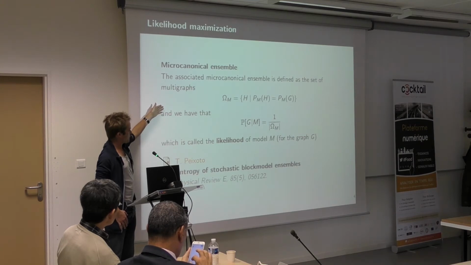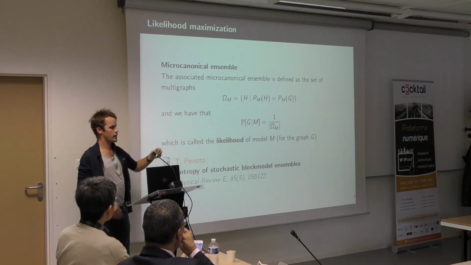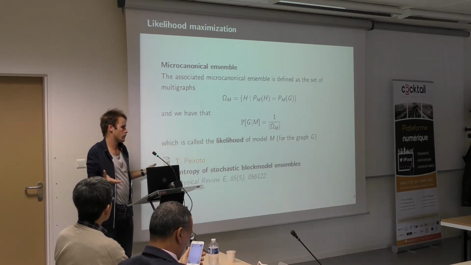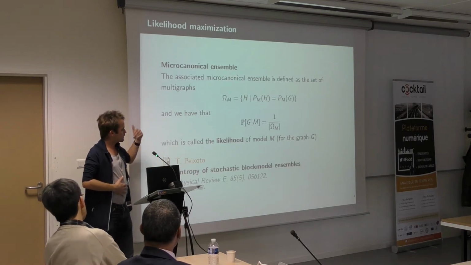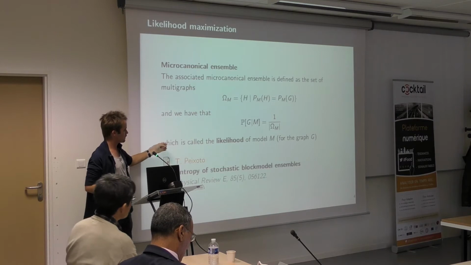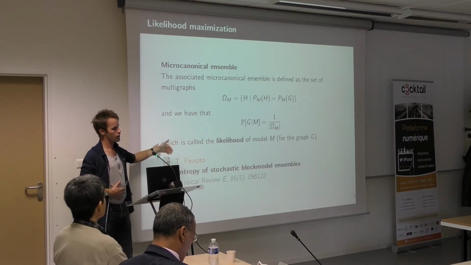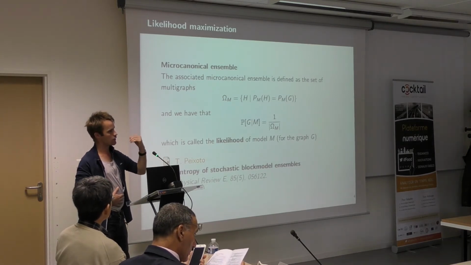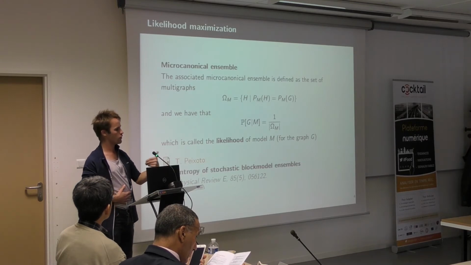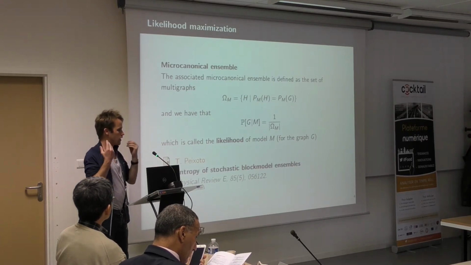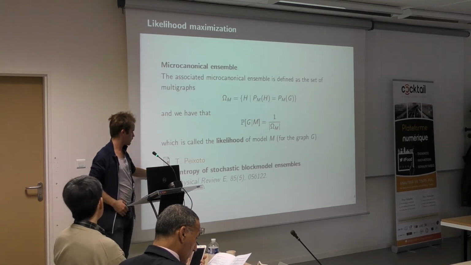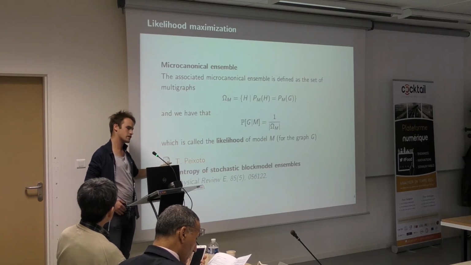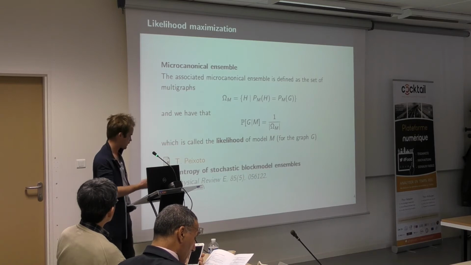And once you've defined this set, you can define the probability to generate the graph under study with respect to this model, if you consider the uniform probability distribution. And this is what would be the likelihood of the model, which is a traditional way of choosing a model in statistical analysis. And this is, for example, what is done in this paper, and this is a methodology that has been developed in the case of stochastic block model by Peixoto, for example.